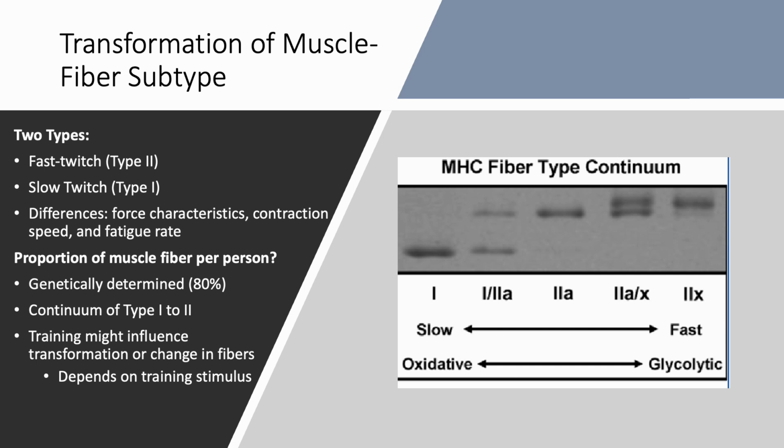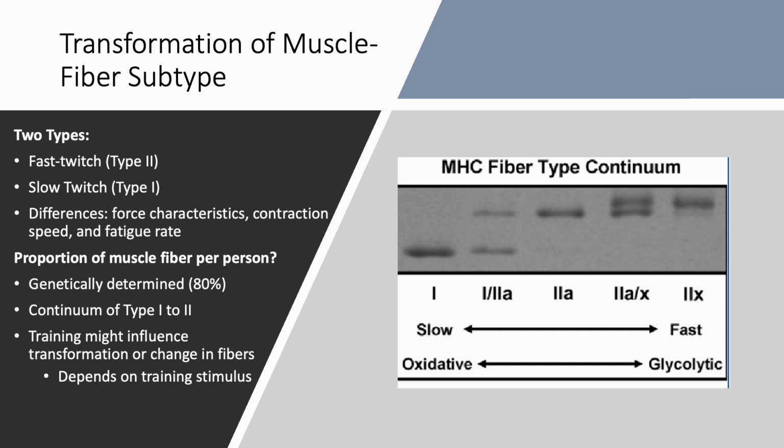How does one person get type 1 or type 2 fibers? Well, research has shown that up to 80% is based off of genetics, where for the remainder you might be able to adjust the type of fibers that you have based off of training. So training might influence the transformation or change in fibers. Research is still unclear.